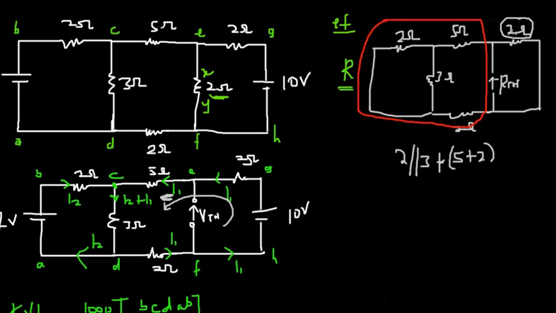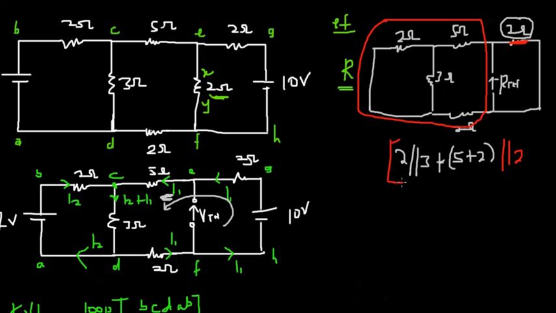circuit will be in parallel with the 2 ohm. So the 2 and 3 which are in parallel, and then the 5 ohm and 2 ohm which are in series, will all be in parallel with this 2 ohm. So we have this.